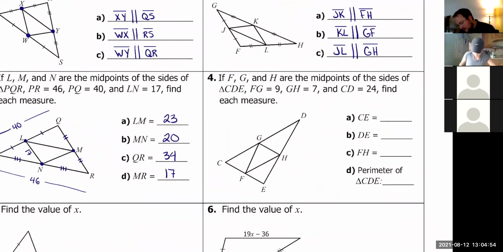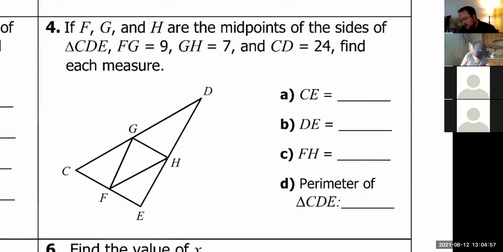Next up, number 4. Like I said, if you want to go through, jot down on the diagram, plug in the information you have, you're more than welcome to. I'm going to give you the answers to check if you want to go back and check later. But CE is going to be 14, DE should be 18, FH should be 12, and the last one's a little bit unique. It's asking you for the perimeter of the big triangle. That is just the distance around. So you would add those 3 side lengths together, which should give you a total of 56.